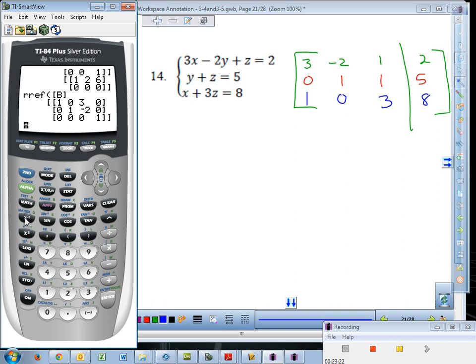So second matrix, edit. Wrong one. Second matrix, edit. Choice B.